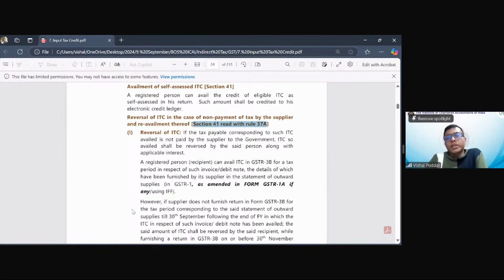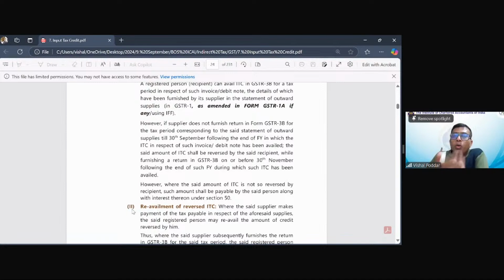So what it says, if my supplier has not paid tax, that is, if my supplier has not filed his 3B, then I am not required to reverse the tax immediately, which was the original 16(2)(c), which had a lot of criticism. Then what I am asked to do, I should make follow-up with my supplier, and I should be behind my supplier, making follow-up constantly, calling him up, sending mails, making him file the GST return.